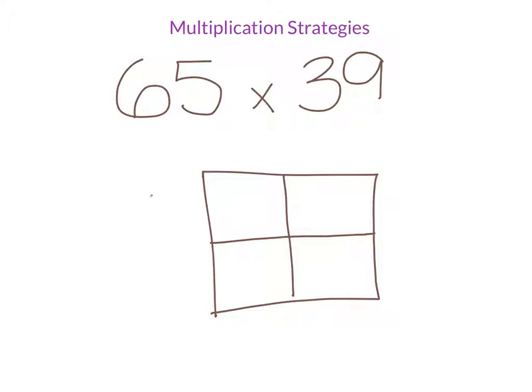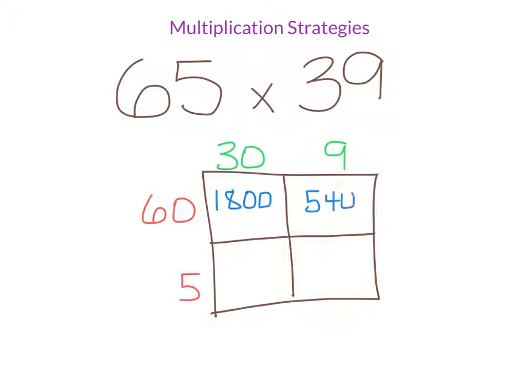Alright, so we have 65 and 39. 60 times 30 gets us 1,800. And then 60 times 9 is 540. And we go down to the 5. 5 times 30 is 150. And 5 times 9 is 45. And then, yep, we are just going to add everything up.